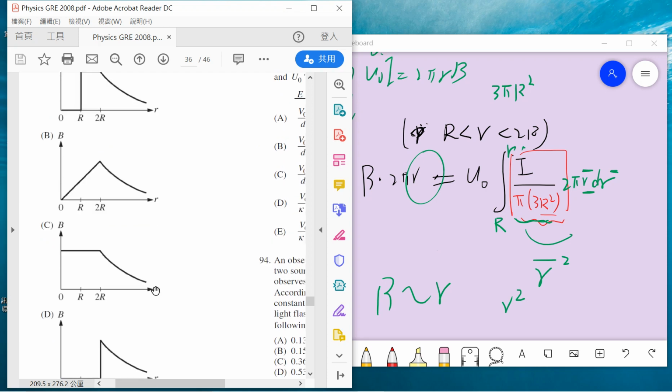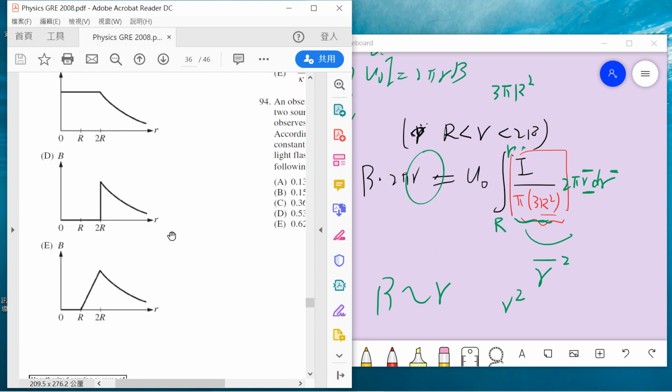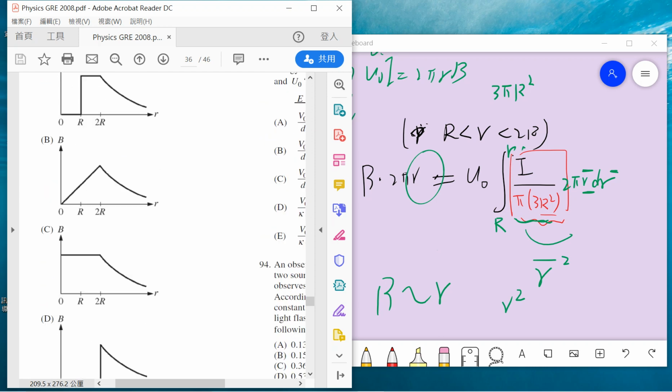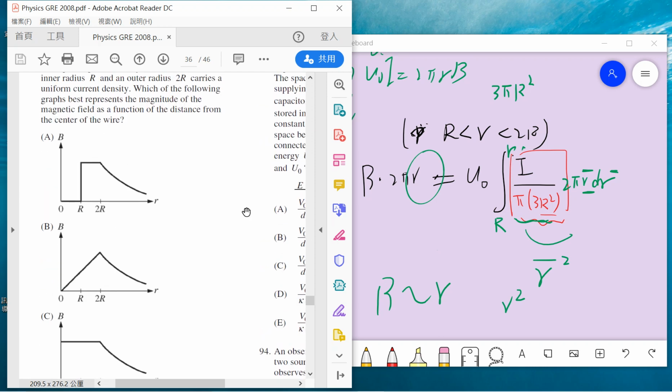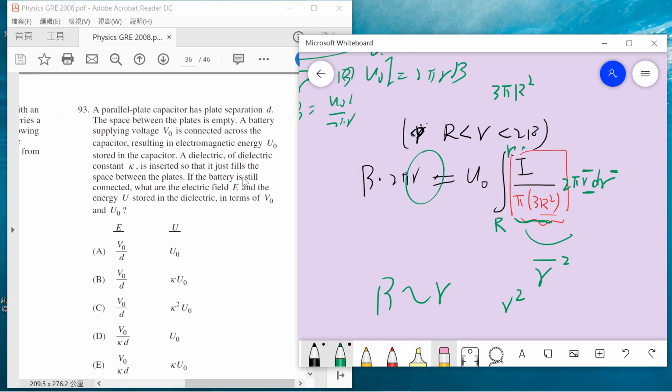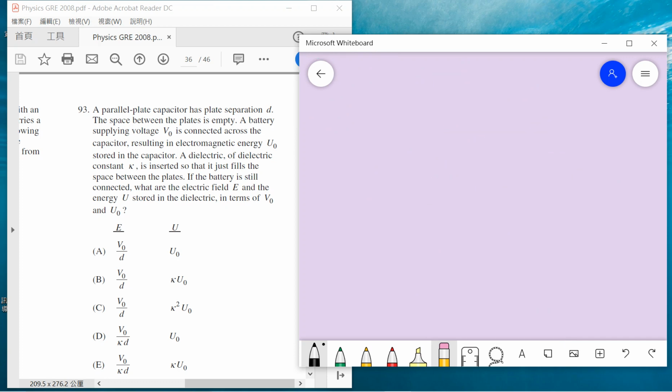So which one is linear? E. E is the only one that is linear in the middle. So the answer is E. That's it. We don't have to do anything else. So that's it, and we will solve 93 and 94 next time.